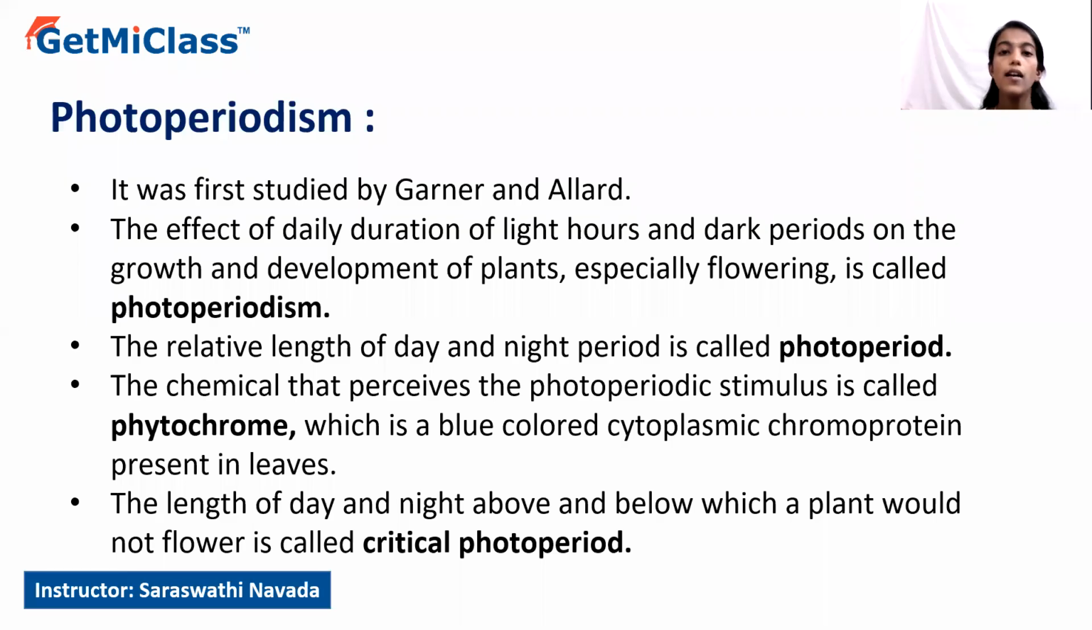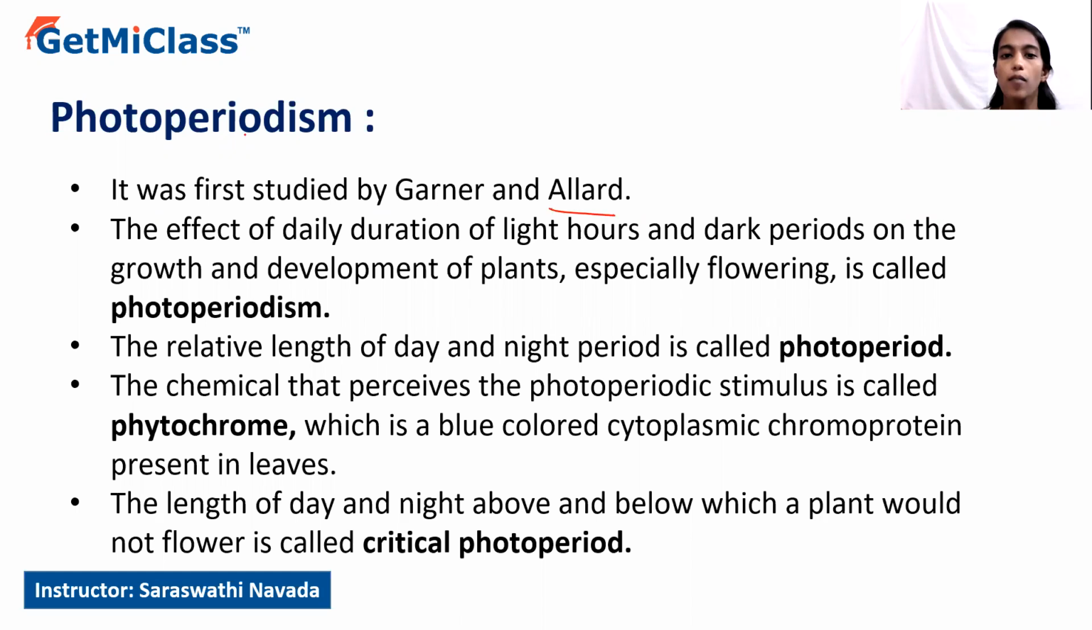Welcome class. In this session, we'll be discussing the two phenomena, that is photoperiodism as well as vernalization. So first we'll look into photoperiodism. This phenomenon was first studied by two scientists, that is Garner as well as Allard.